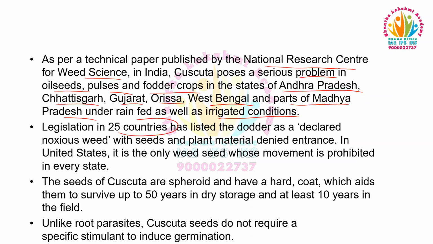Legislation in 25 countries has listed the dodder as a declared noxious weed, with seeds and plant material denied entrance. In the United States, it is the only weed seed whose movement is prohibited in every state. The seeds of Cuscuta are spheroid and have a hard coat which helps them survive up to 50 years in dry storage and at least 10 years in the field. Unlike root parasites, Cuscuta seeds do not require a specific stimulant to induce germination.